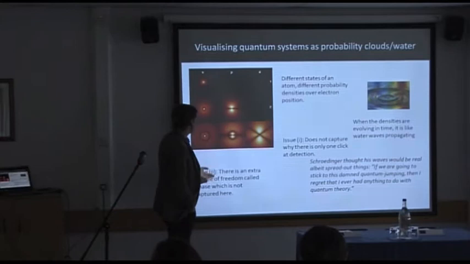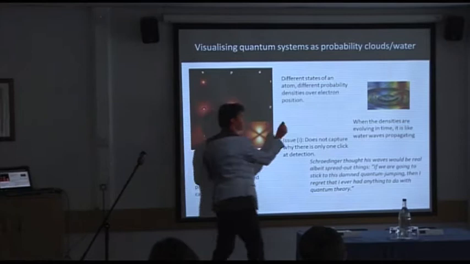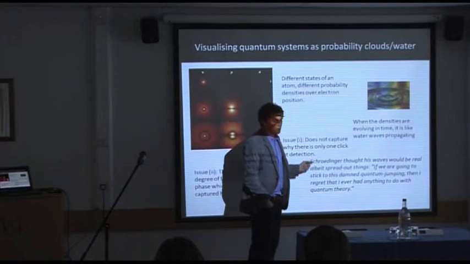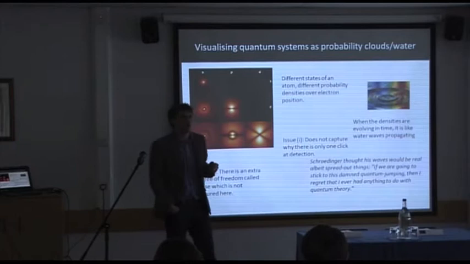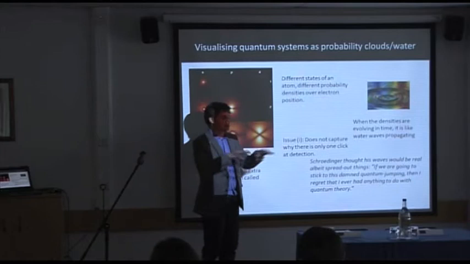There are two issues still. So one is that it doesn't capture the intuition for why there's only one click when you do a measurement. You know how the electron just created one dot? If it was really a wave, it would somehow splash everywhere, right? And this is apparently what Schrödinger was very disturbed by. So he created this idea of the wave function, describing the quantum system. But he actually, as far as I can understand, thought that it would be a real thing, that actually we should think of an electron as a wave.